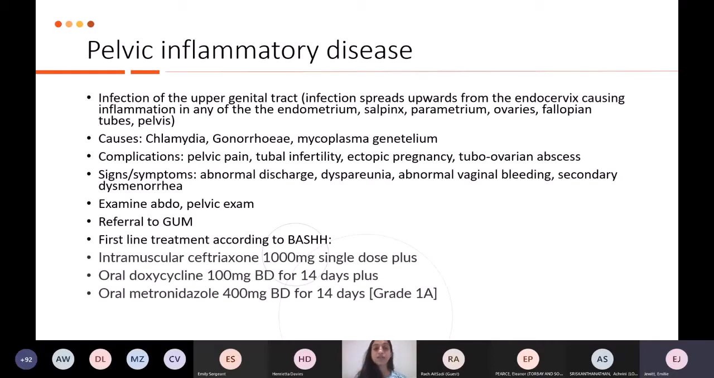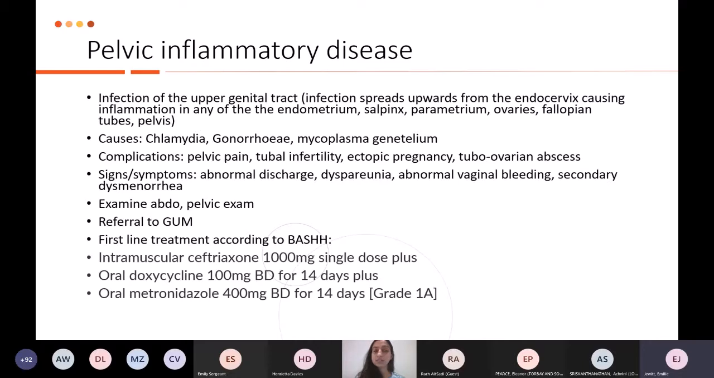It's a risk factor for having an ectopic pregnancy, and sometimes women will present to you unwell with fevers, abnormal discharge, and you find that they've actually got a tubo-ovarian abscess. Sometimes signs and symptoms can be abnormal discharge, having dyspareunia, abnormal vaginal bleeding, and sometimes having secondary dysmenorrhea. So they've not had painful periods before, but suddenly they start having very painful periods.